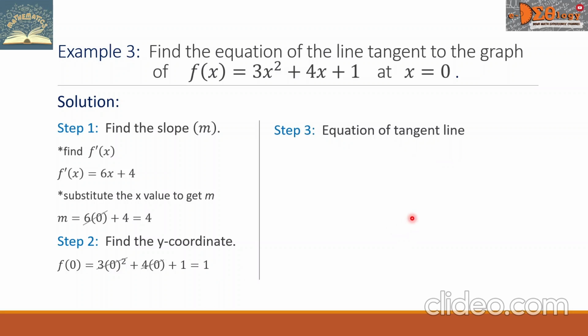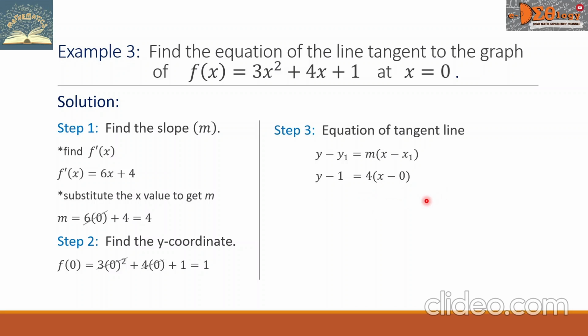Now step 3, we write the equation of the tangent line using our point slope form. y sub 1 here is the value of step 2. m is the value from step 1. x sub 1 is the value from the given. So we have now y minus 1 equals 4 times the quantity x minus 0.